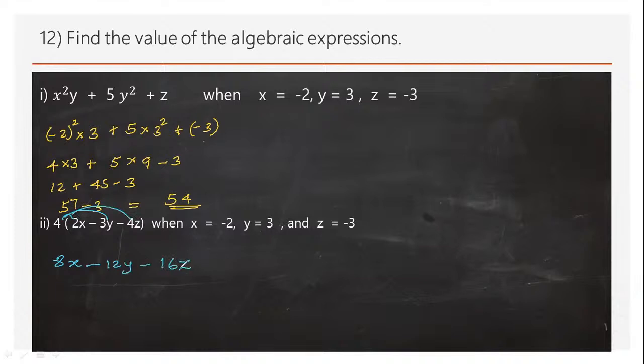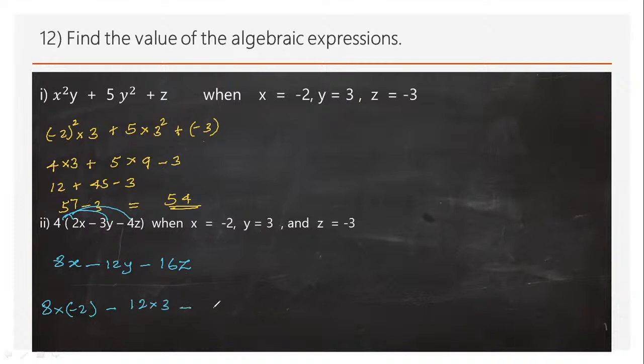Right? First I will remove the brackets here. But before doing so, you can substitute the values and do. If not, first remove the brackets and then you can substitute the values. Any method you can refer. Right? Then 8 into x, minus 2. 8 into minus 2, minus 12 into y is 3.